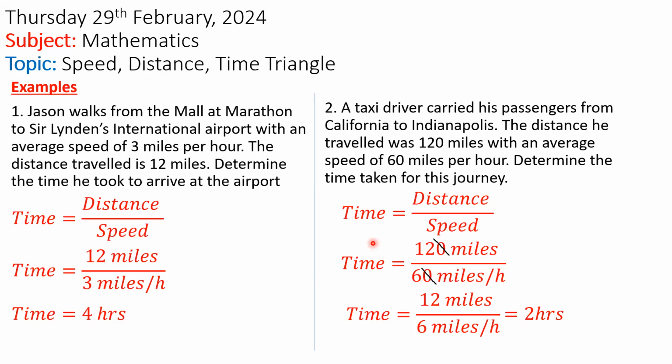Very good. So basically all we did was use the formula. And the formula is distance over speed. So whatever the distance is, you're going to divide it by the speed to get your answer. And that's basically how we do it.